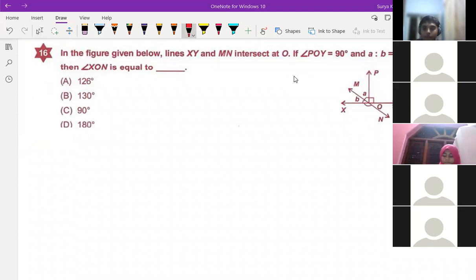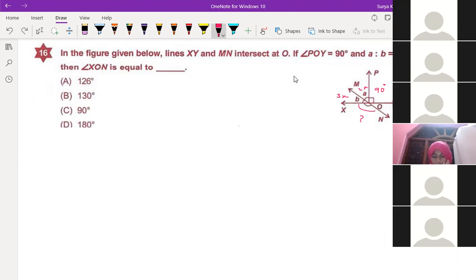So in the given figure below, lines XY and MN intersect at O. POY is 90 degrees. A is to B is equal to 2 is to 3. Okay, this is 2x, this is 3x. Then XON is equal to what? XON is equal to 126, sir. I'm getting 126. Okay, 126 you are getting, right?